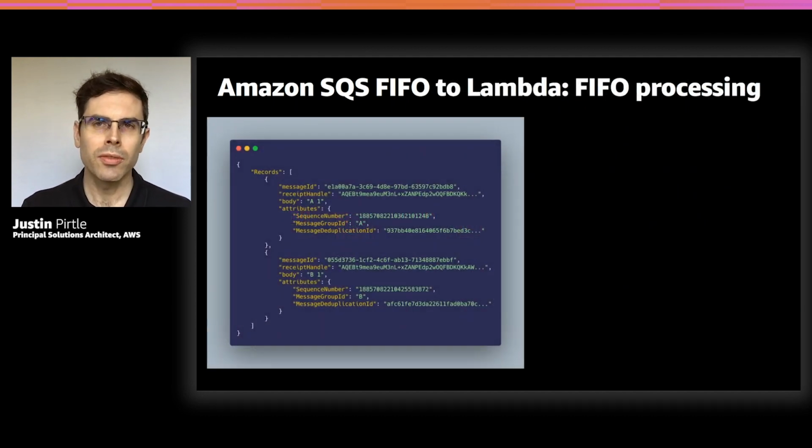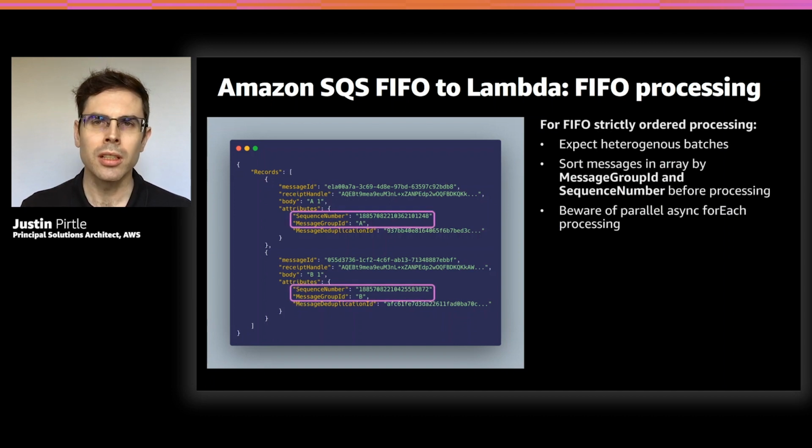Here is what a Lambda function with SQS FIFO actually receives. We have a records array with multiple messages, up to 10. In this case we have 2, each one an object. And you can see each message has attributes. So we have the body, and we have additionally these important attributes of message group ID and sequence number.